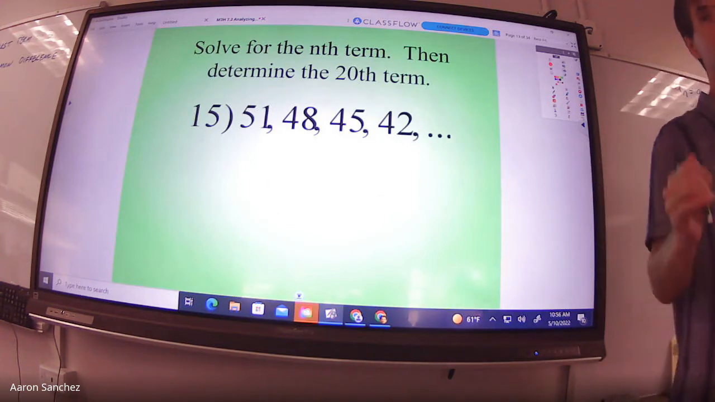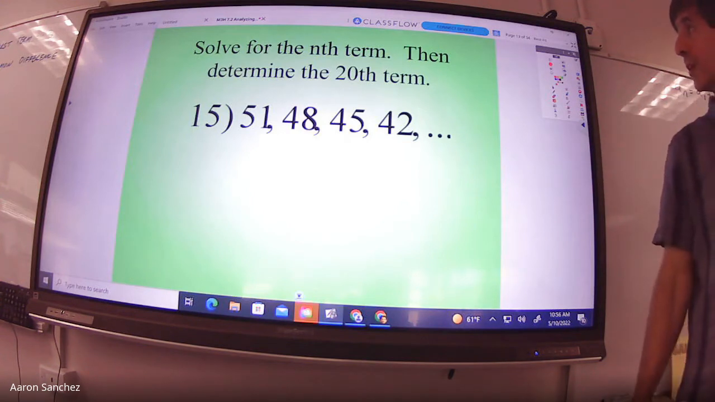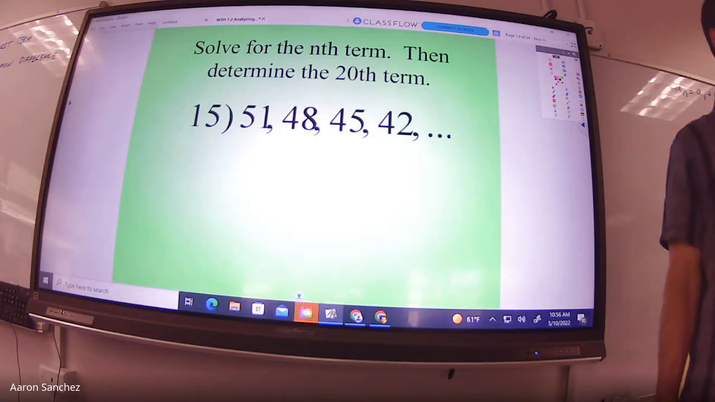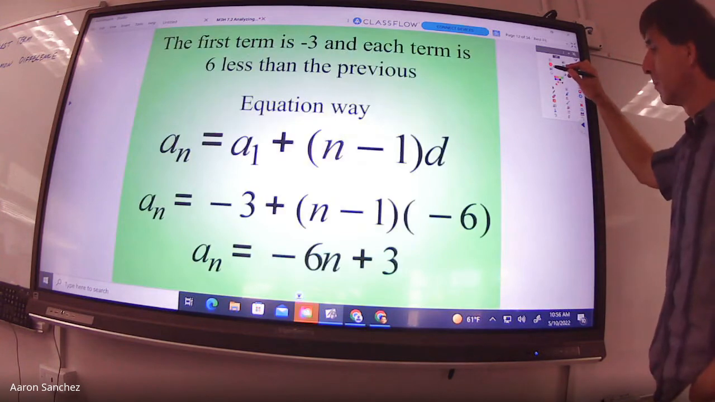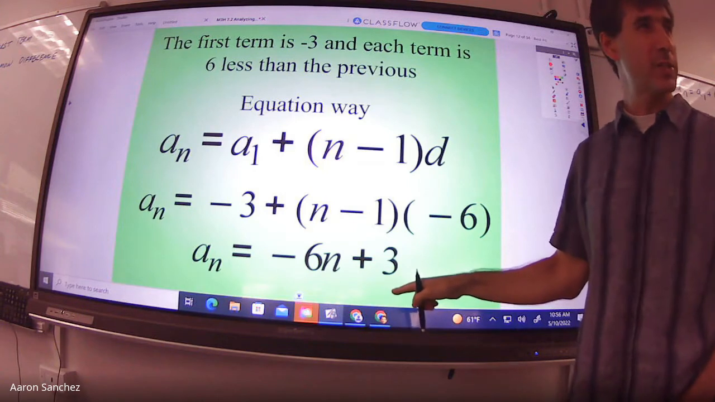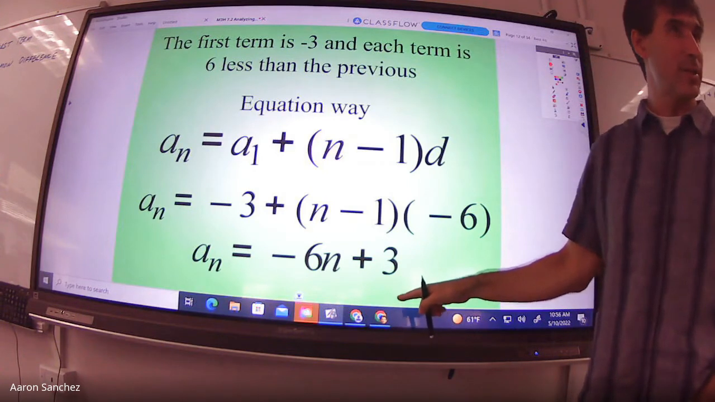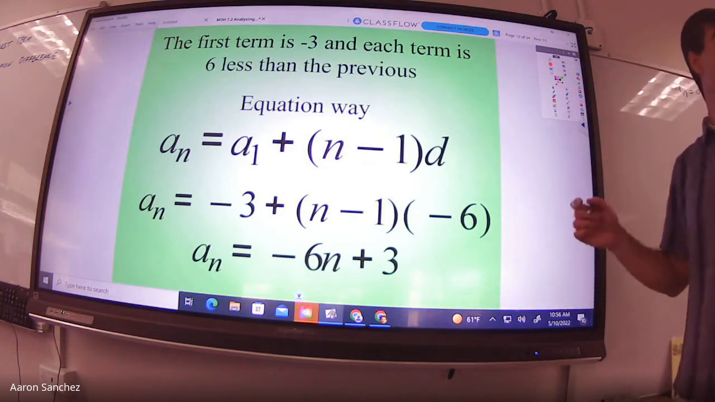Okay. Actually, let's do this one. Solve for the nth term, then solve for the 20th term. What is it? The nth term. A sub n equals negative 6n plus 3. That's all the nth term is, like if you plug in an n. Whatever n is, what it is, right? So it's basically saying what's the rule.